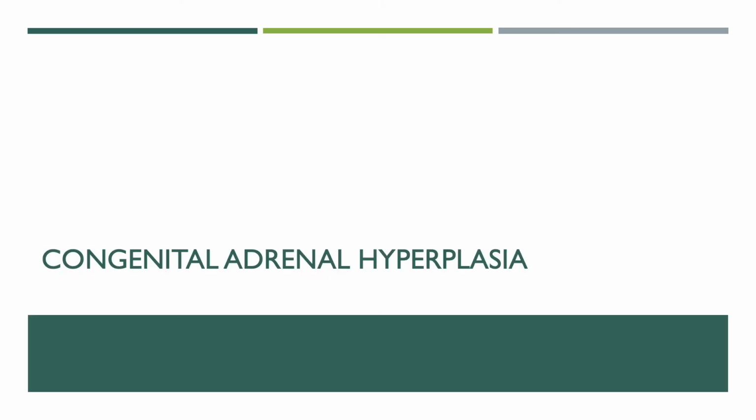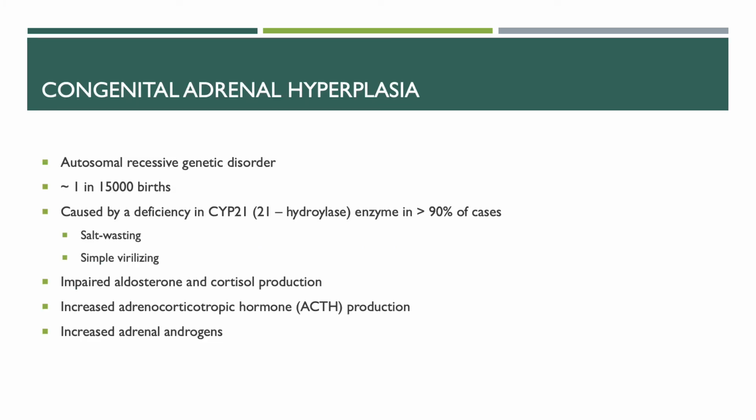Before I dive into information about adrenal remnants or adrenal rest tumors, I'm going to give some information about congenital adrenal hyperplasia and how it leads to these tumors. Congenital adrenal hyperplasia is a disease with an autosomal recessive inheritance pattern. It occurs in about 1 in 15,000 births.